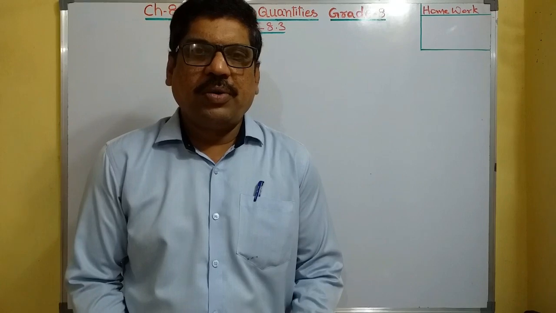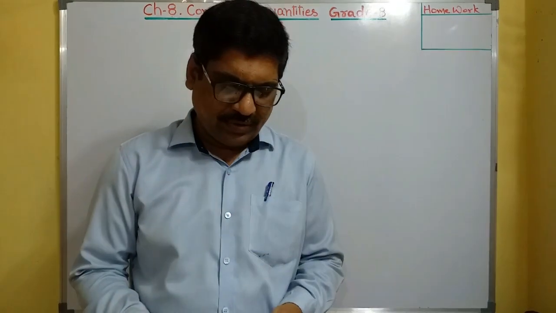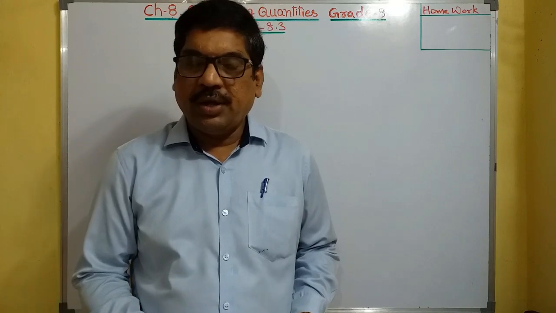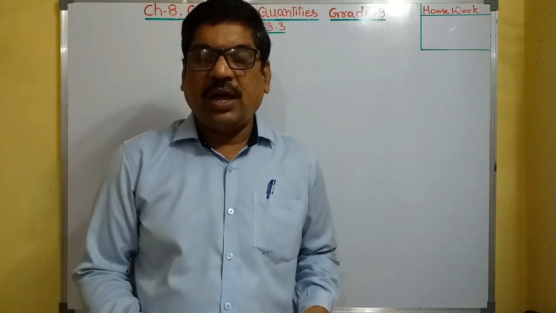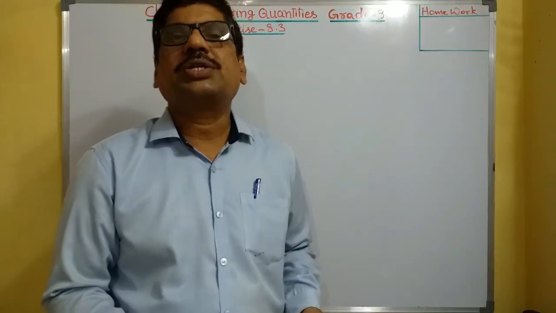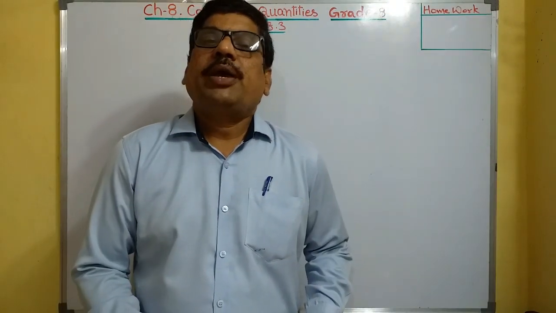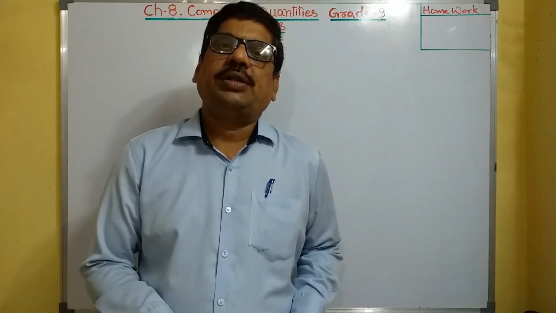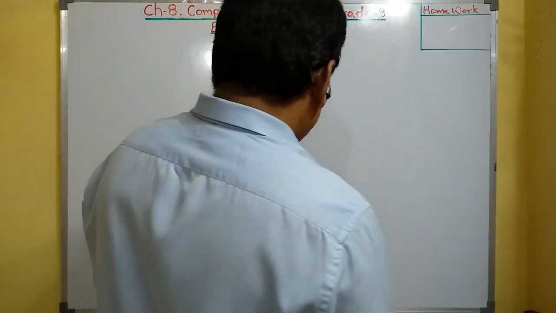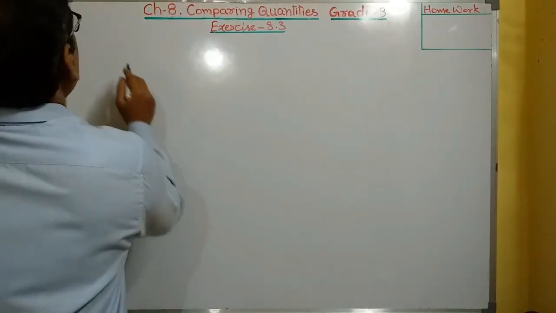Let us continue the problems from the chapter comparing quantities. We have to start the exercise 8.3 today. In the previous class, I have given some formulae for the simple interest and the compound interest. So by using those formulae, we are going to solve the problems from the exercise 8.3. Okay. Now here the first one, calculate the amount and compound interest.